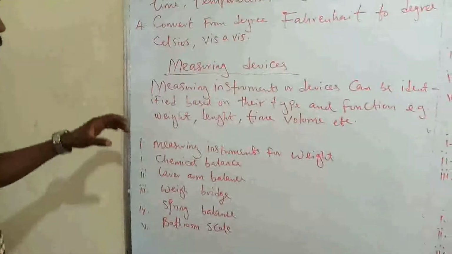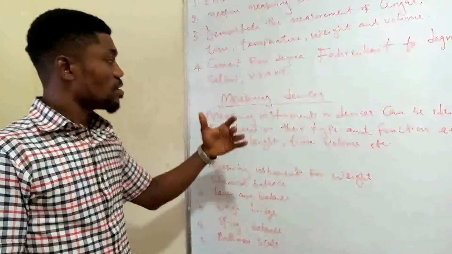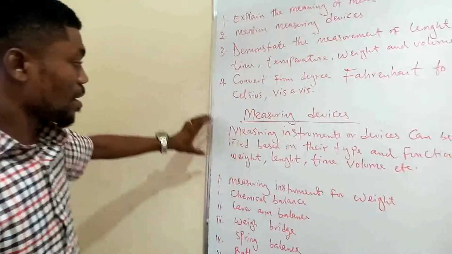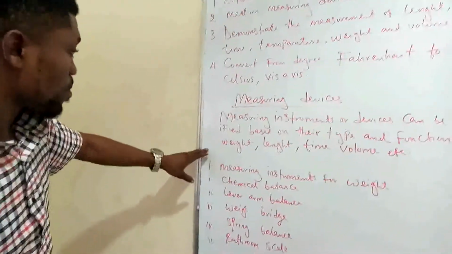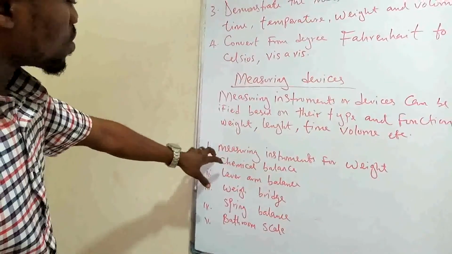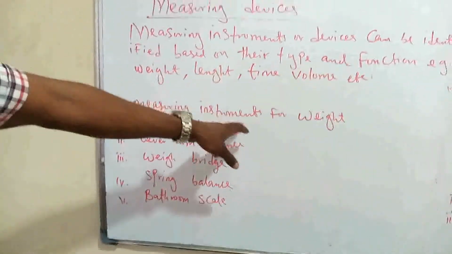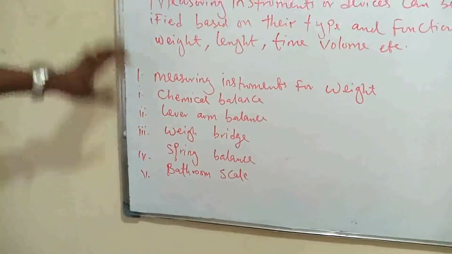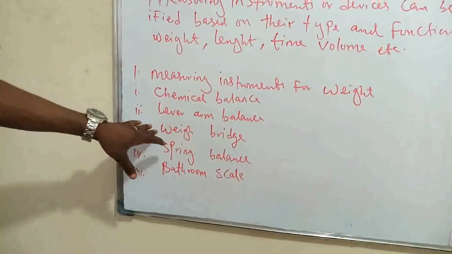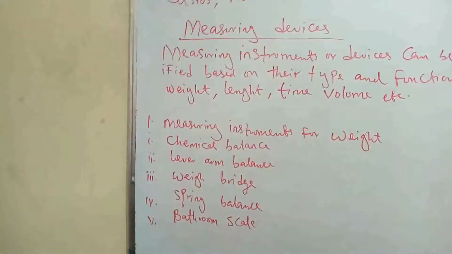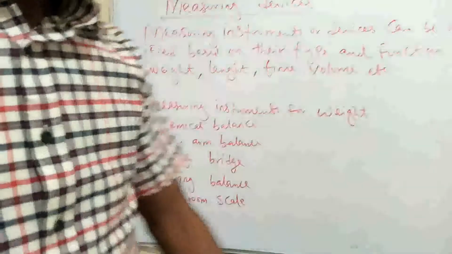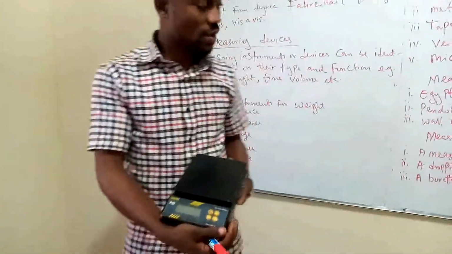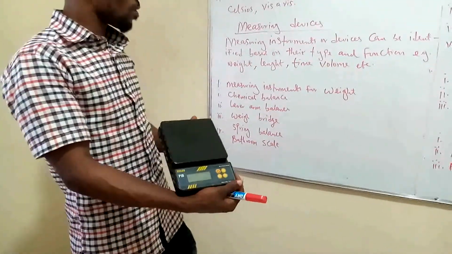Now, like we said earlier, they are classified or stated based on their type of function. So we have here measuring instruments or measuring devices for weight. The first one we have here is a chemical balance. We also have a lever arm balance. We also have a weight bridge, spring balance, and a bathroom scale. Now this is a typical example of a measuring instrument for weight.